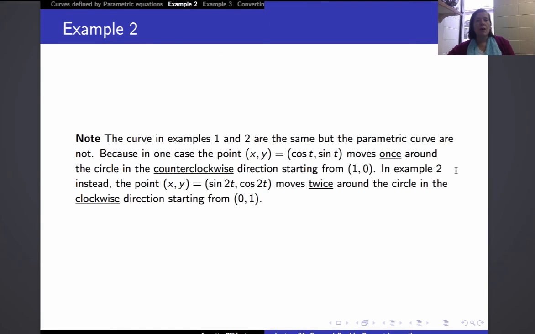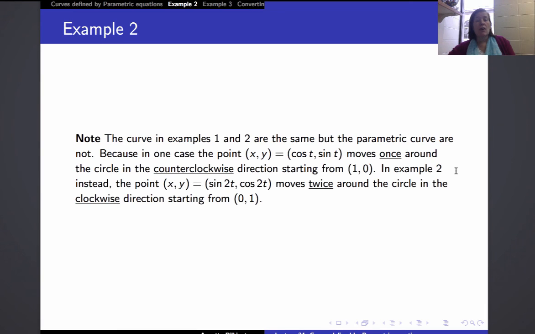Note the curves in example 1 and 2 look exactly the same. They're both unit circles, but as we trace out the curve, we're tracing them out in different directions. When our parametric equations are x equals cosine t, y equals sine t, we move exactly once around the unit circle in a counterclockwise direction, starting at the point 1, 0 and ending at the same point.